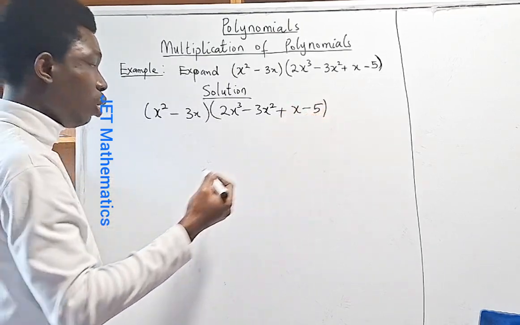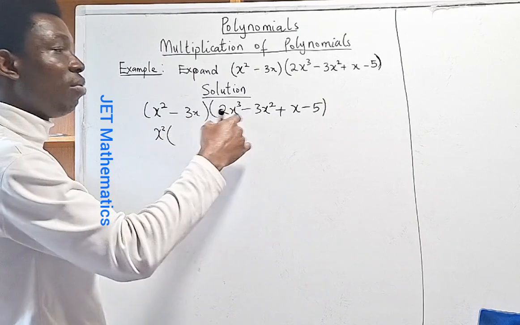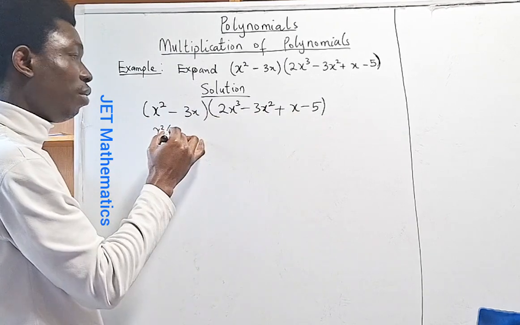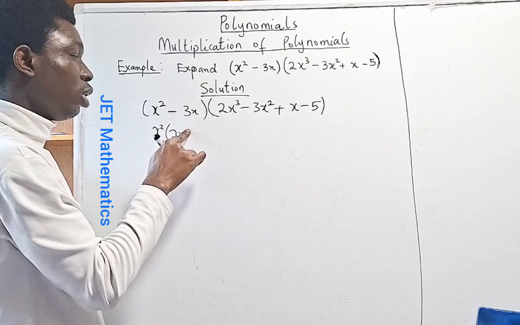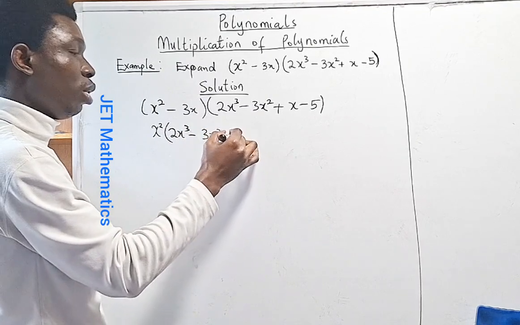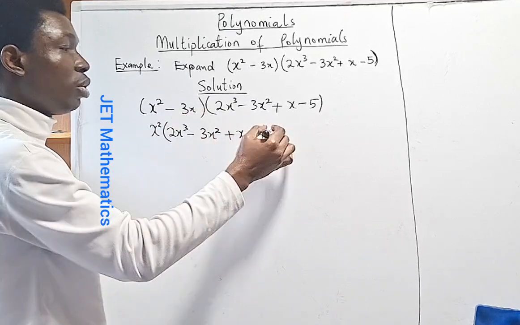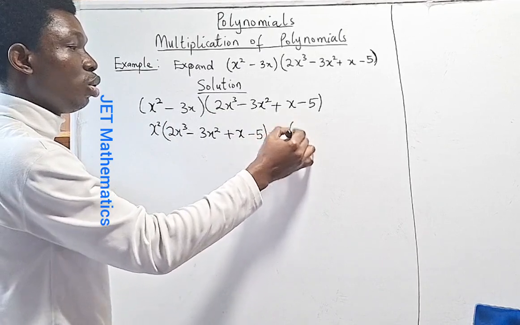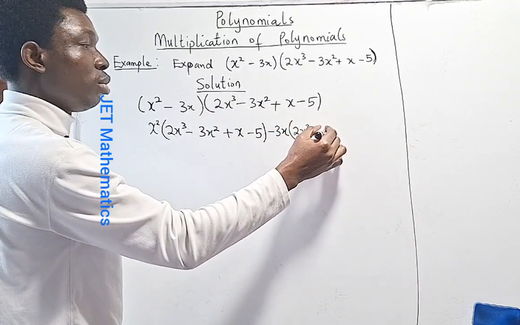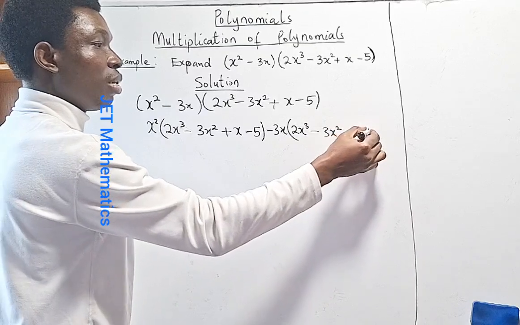Alright, so what you need to do, use this s squared to multiply everything here. This first term here, use it to multiply everything here. You have 2s^2 times 2s cubed minus 3s squared plus x minus 5. And then we also use the second term here, which is minus 3x, also to multiply everything here. 2s cubed minus 3x squared plus x minus 5.